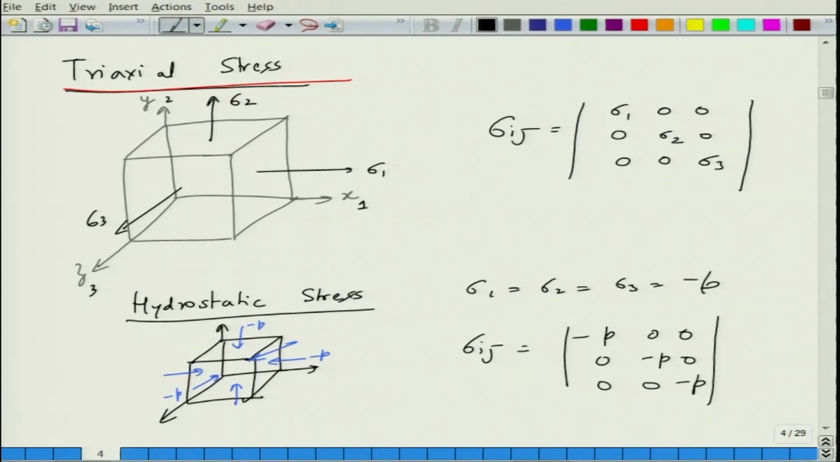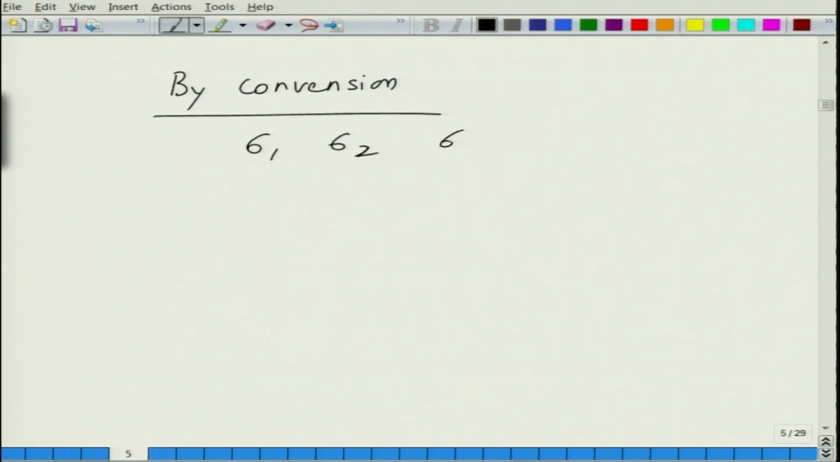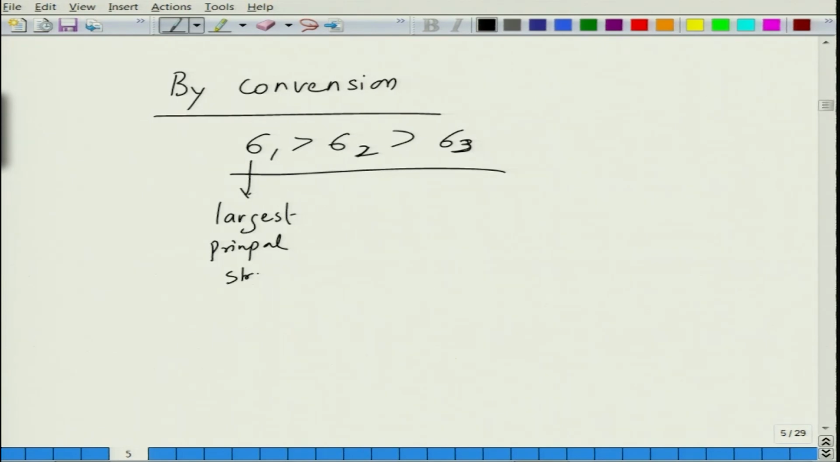Another thing that we note is by convention, when we write these three principal stresses sigma 1, sigma 2 and sigma 3, we mean that sigma 1 is the largest stress, sigma 3 is the smallest stress, sigma 2 has intermediate value. So, this is the largest principal stress, and this is smallest.